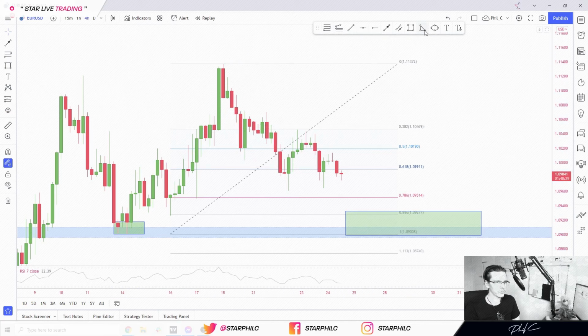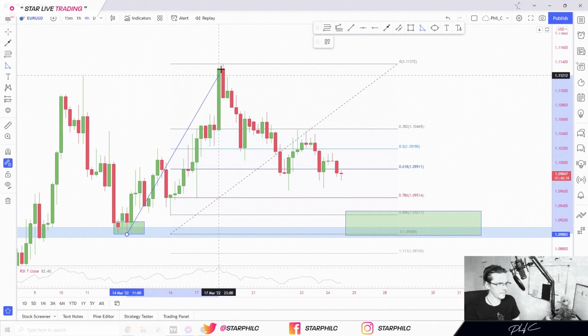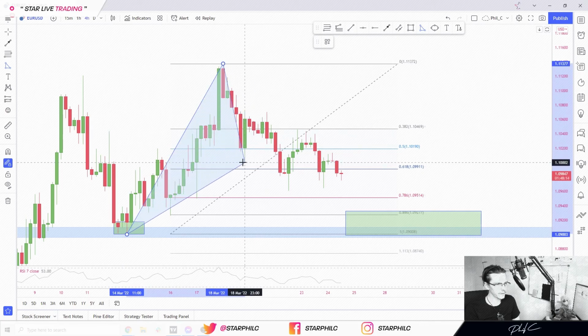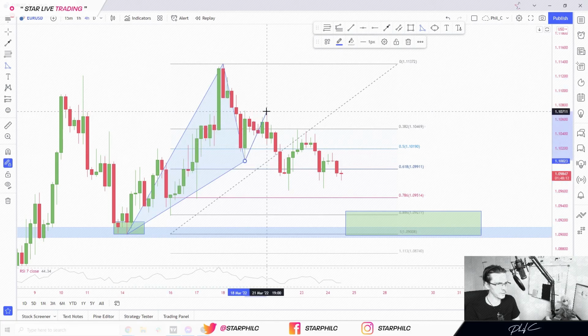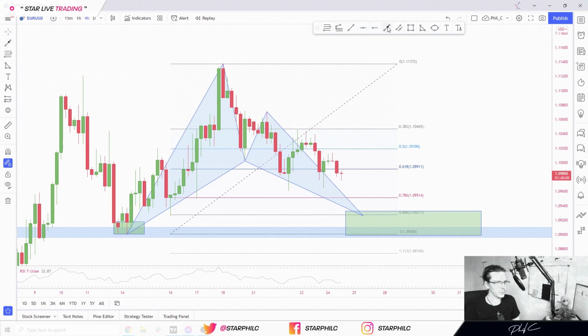We grab our triangle tool and we go from our swing low to our swing high, but here we're going to name the points. So we have our X to A to B, B to C, and C all the way down into D. And our D point completion right here is again condition 3. And this would be a valid bat pattern.